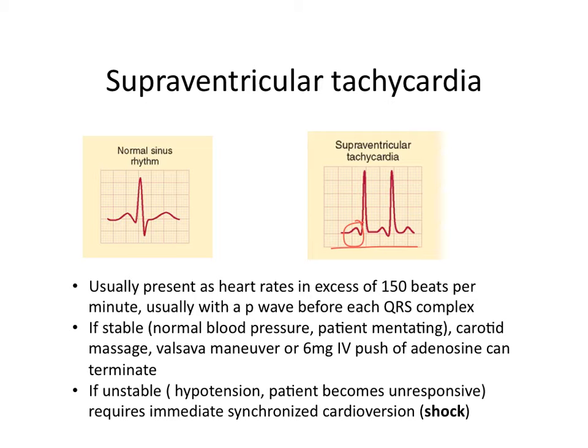If a patient is stable, meaning that they are mentating or they have a normal blood pressure, attempt to reduce this heart rate by carotid massage or vagal maneuvers such as a Valsalva, which may terminate this supraventricular tachycardia. If these fail, providing adenosine, which terminates this supraventricular tachycardia, may be attempted. If the patient is unstable, meaning they're manifesting hypotension or the patient becomes unresponsive, they require immediate synchronized cardioversion or shock to terminate this supraventricular tachycardia.